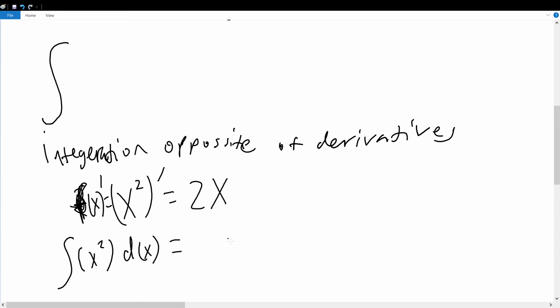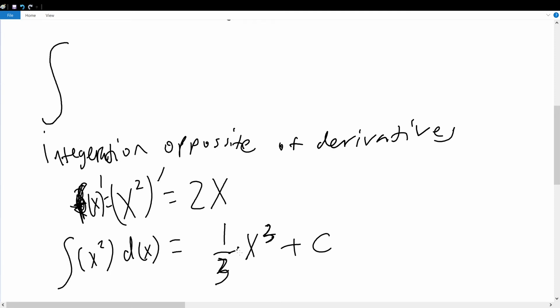So we essentially work backwards. So it's a half times x to the power of 2 plus c. No, x to the power of 3. Sorry about that. Over 3, so 1 over 3.